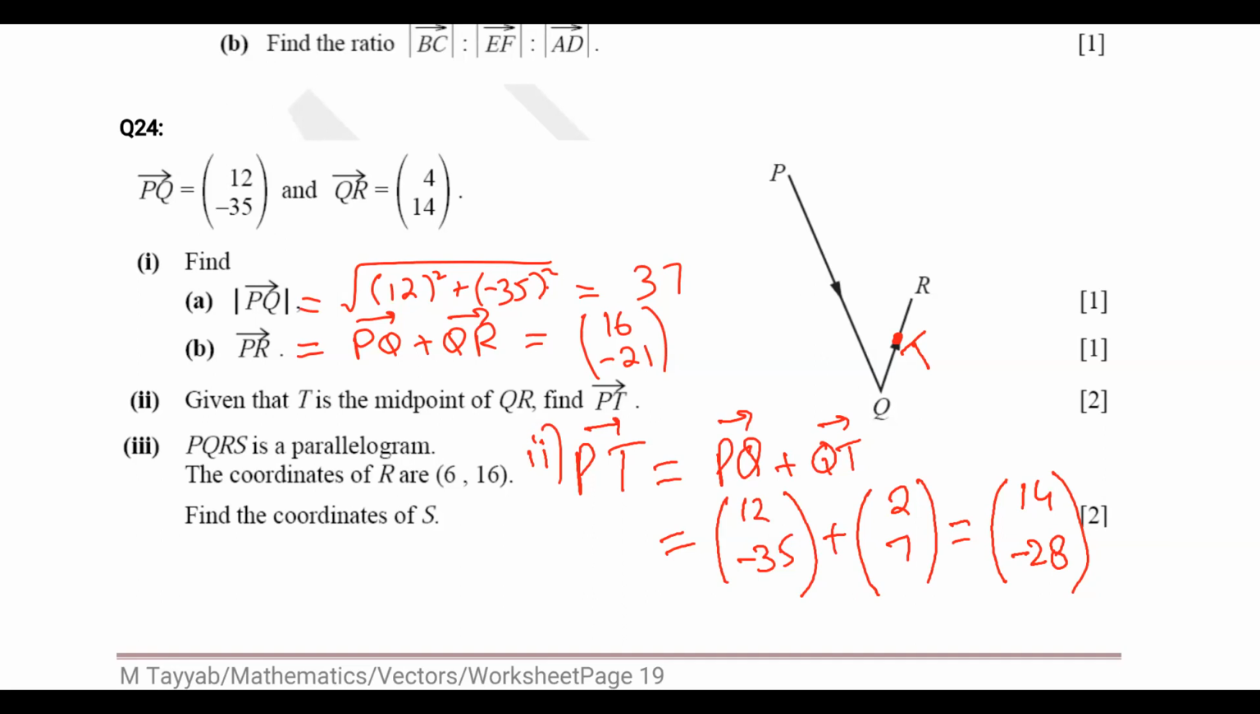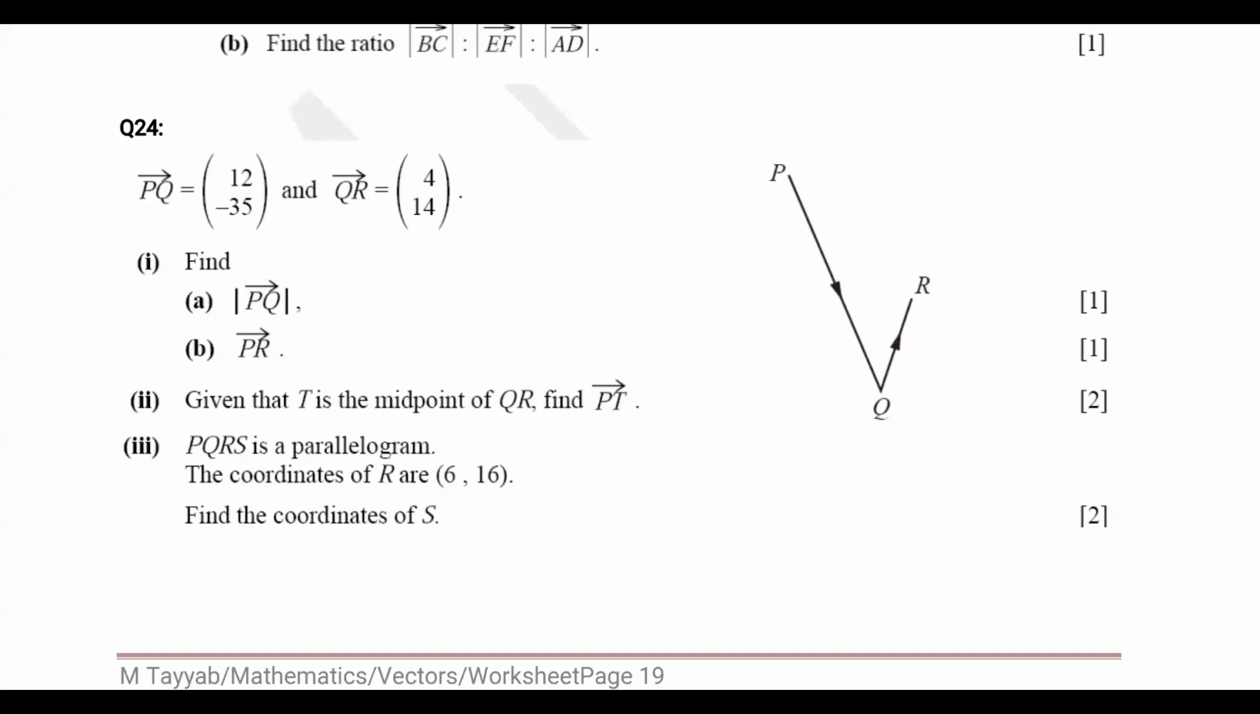That's the second part. But you have asked for the third part, so let's discuss the third part. PQRS is a parallelogram. The coordinates of R are 6, 16. You have to find the coordinates of S.